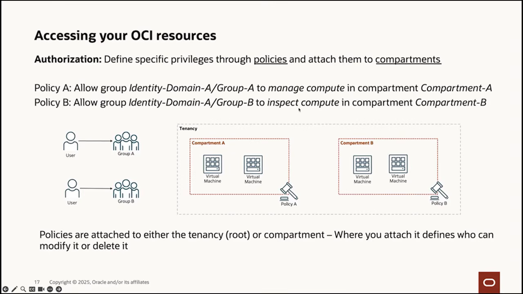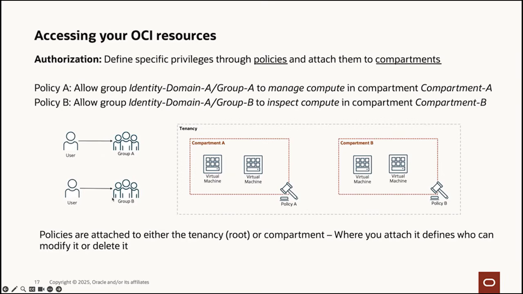So inspect, on the other hand, if we look at policy B, inspect is just read only. So they'll only be able to read what is running. They won't be able to actually go in and create virtual machines or stop what you have running. And this could be useful for an auditors group. If you have a group of auditors or someone who needs to keep tabs on what you have running, just needs to get a list of what's available, you can use that inspect permission. So policy B, we're allowing group B from identity domain A to inspect compute in compartment B, right?